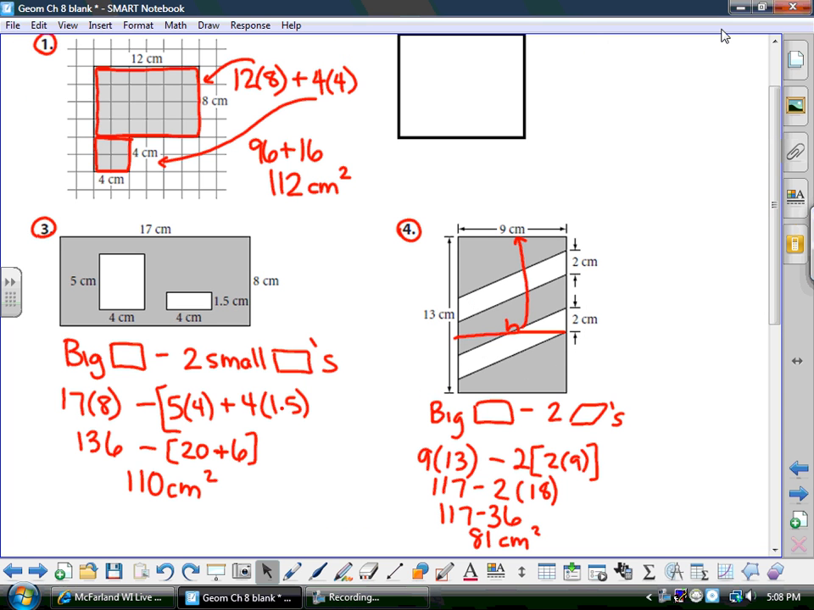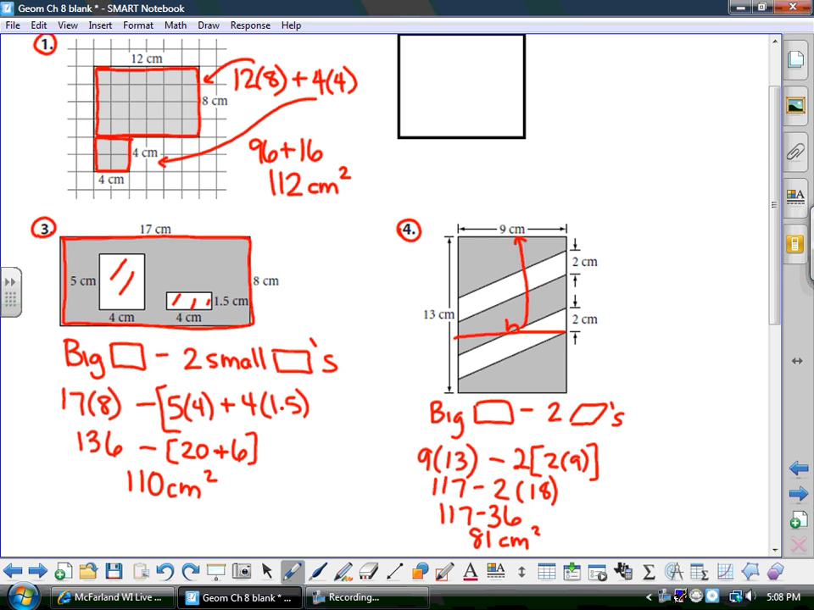Compare your answers with the answers that I got. Notice first of all that each of my answers is labeled with units, centimeters squared in each case. For the first one, I split the big shape up into two smaller rectangles and then figured out the area of each one and added it together. For number 3, I figured out the area of the entire big rectangle, and then I subtracted the holes from it, the two white rectangles.